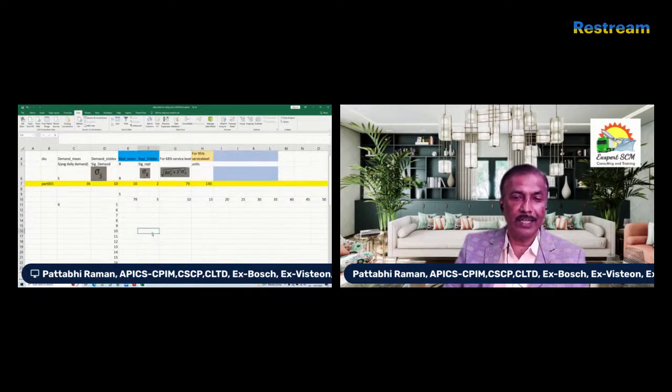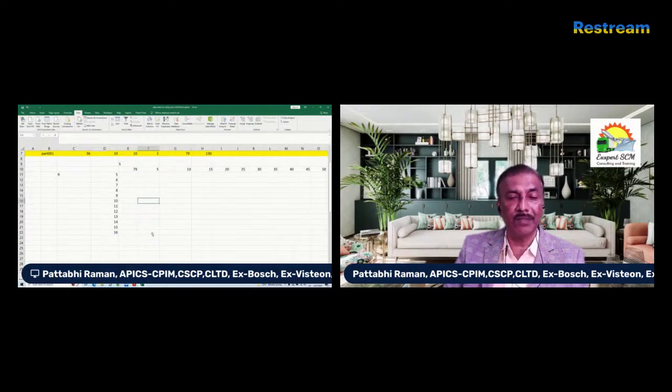I am not asking for some rough figures here and there. Can anyone say what are the factors on which safety stock depends, or by which it is influenced? Can anyone say? What is the formula for calculating the safety stock? You can type in the LinkedIn comments.